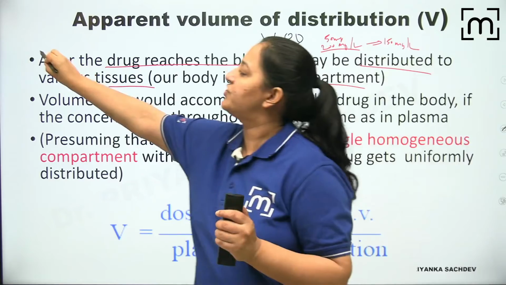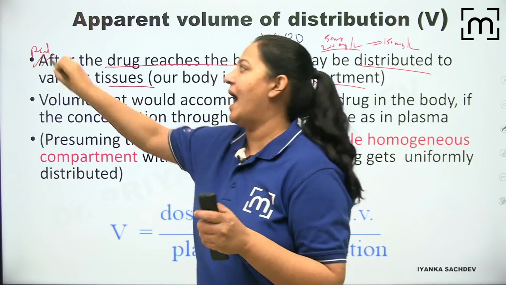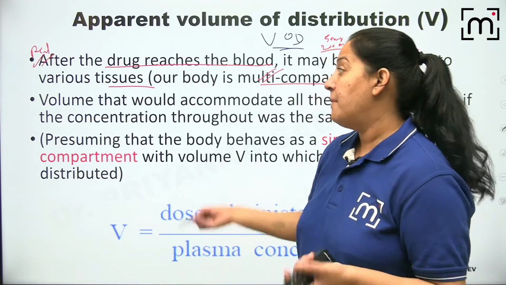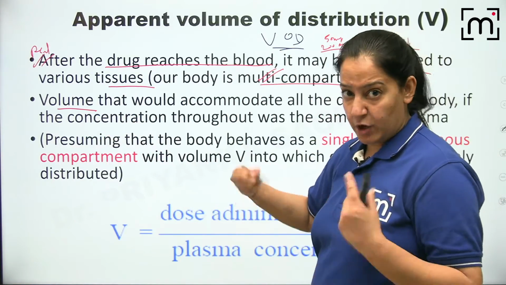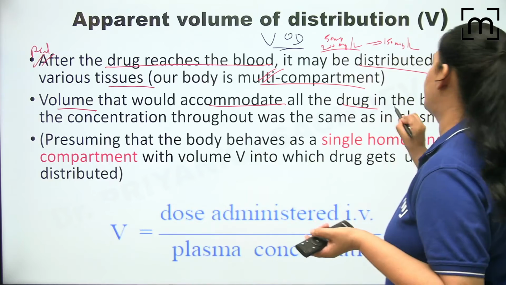This is the real situation which actually happens in the human body in patients, right? But what we are considering is the volume of the blood which is required to accommodate all the drug in the body.